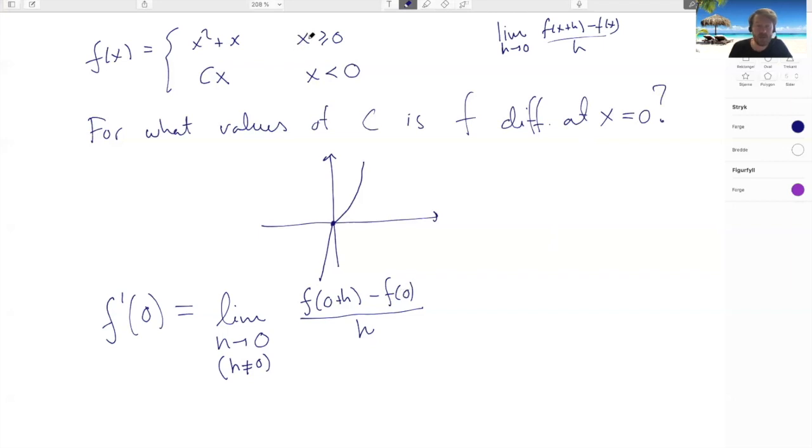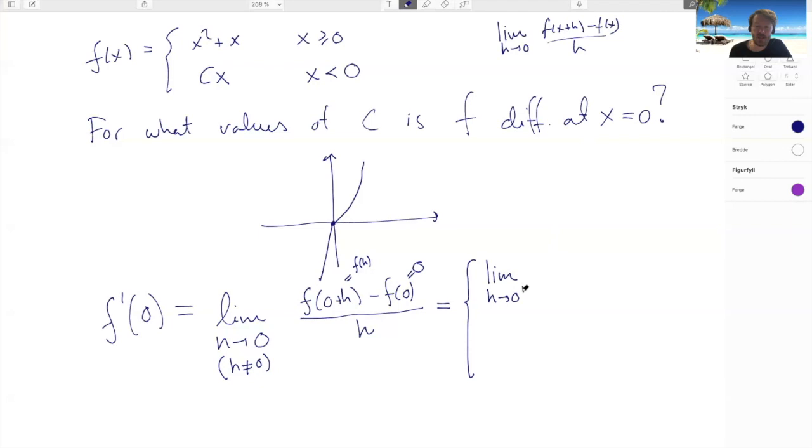Here I'm just putting in 0. So if we look at the definition here, that means I'm supposed to use this formula and put in 0. That's just giving me 0 squared plus 0, so this is always a 0. Now this part, what is it? Well, it's just f of h. And now, what should I replace it by? If I look at my formula here, it depends on whether h is positive or negative. So what I need to do here is split into two cases.